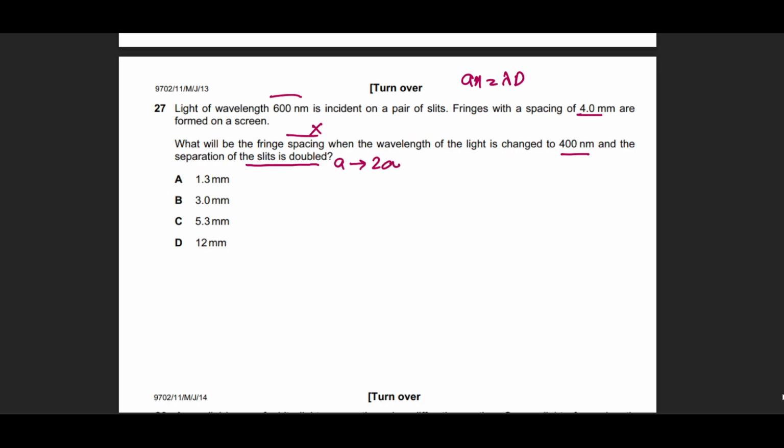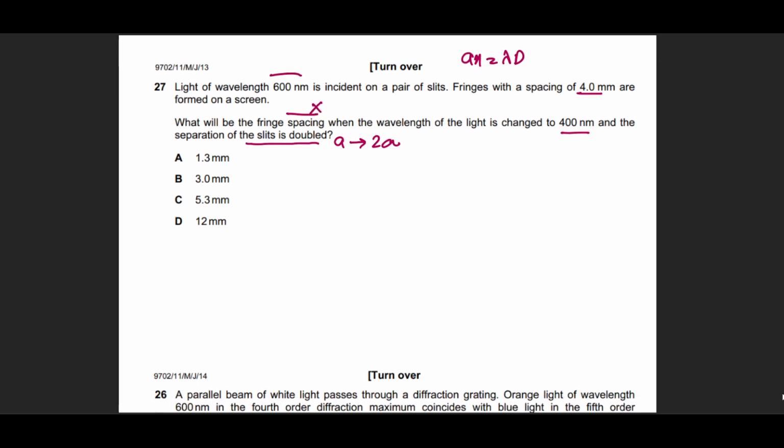being doubled to 2A. So one thing that is constant in the system, let's rewrite this, AX equals lambda D. What are they not changing? They're not changing the D. D was the distance from the screen. So let's make D the subject of the formula. Take lambda over there. AX over lambda equals D. And of course, D equals the new situation where we have AX over lambda.